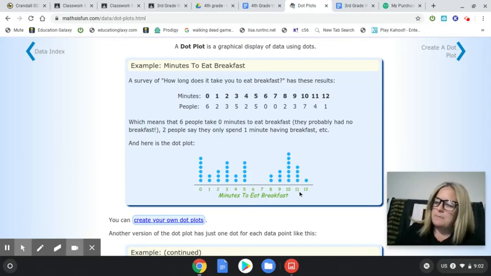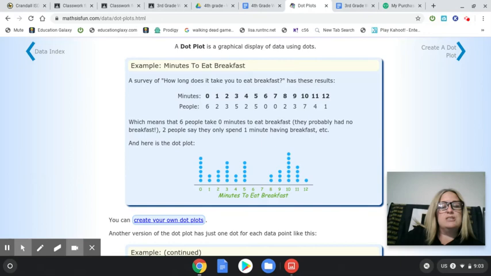That's pretty easy, right? So the question that is a little more complicated, that I have seen students struggle with in the past, is whenever it asks a question like this. Listen closely. How many students took 5 minutes or less to eat their breakfast? So I don't want to know just 5 minutes. I want to know 5 minutes or less. So 5 minutes, 4 minutes, 3 minutes, 2 minutes, 1 minute, 0 minutes. So that means I have to add up all the dots that are 5 or less. So let's go ahead and do that.